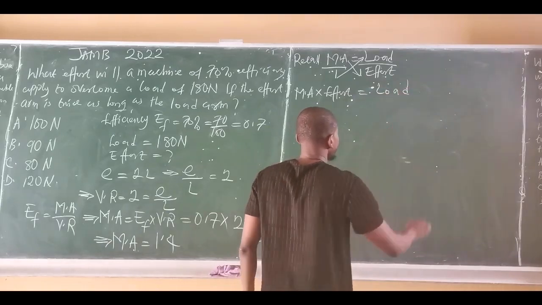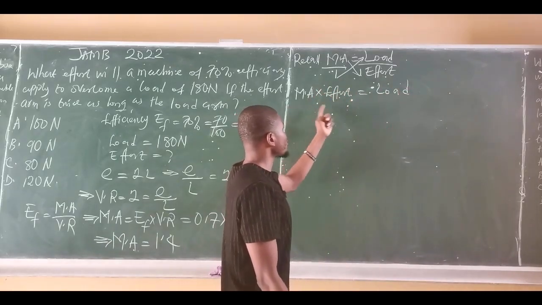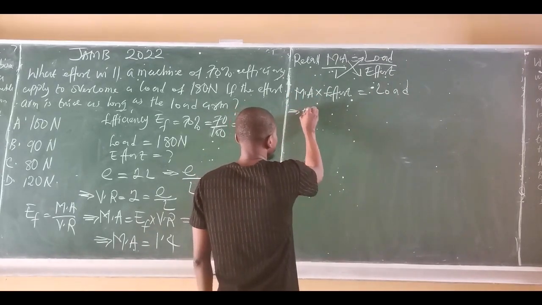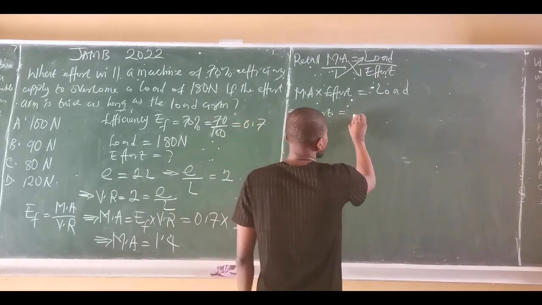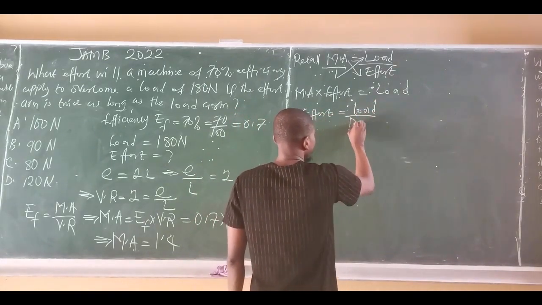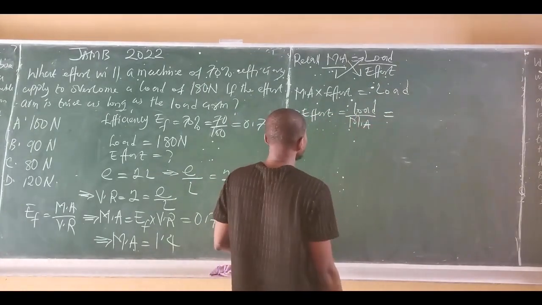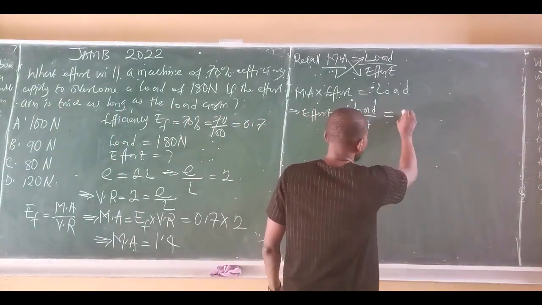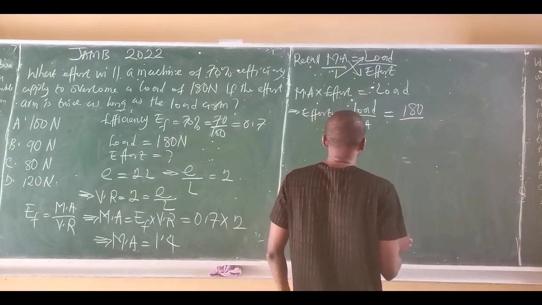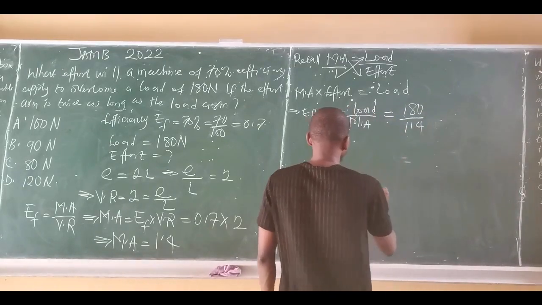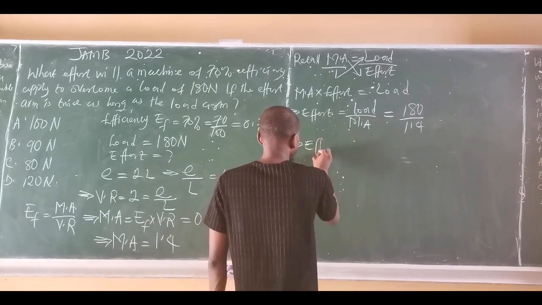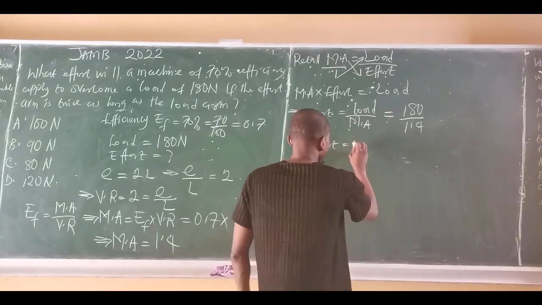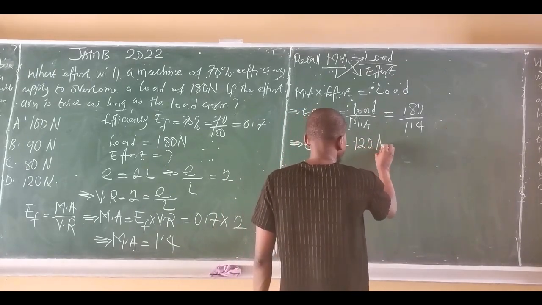1 times anything remains that same thing, but we have to find effort. So which means we divide both sides by the mechanical advantage itself. Now this simply implies that effort is equal to load all over mechanical advantage, and this is equal to, the load was given from the question as 180 newtons, so you put it down, 180 divided by mechanical advantage, which we obtained as 1.4. So let's obtain what this value is. Therefore effort is equal to 180 divided by 1.4. We have approximately 120 newtons.